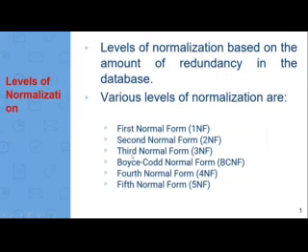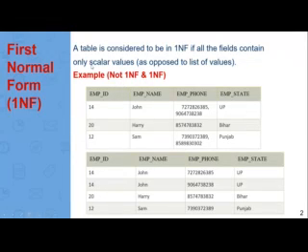Let's go for first normal form. What does first normal form say? A table is considered to be in first normal form if all the fields contain only scalar values, as opposed to lists of values. Let's see an example of not in first normal form and in first normal form.